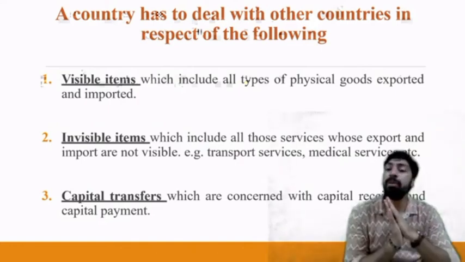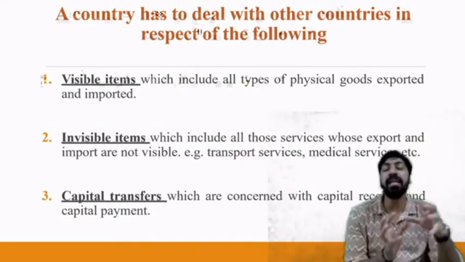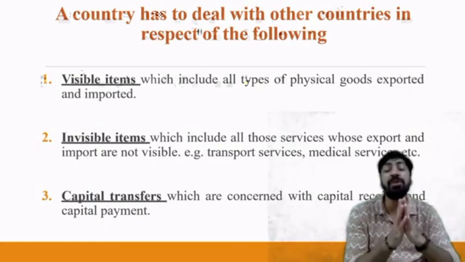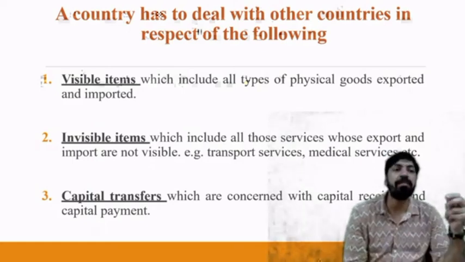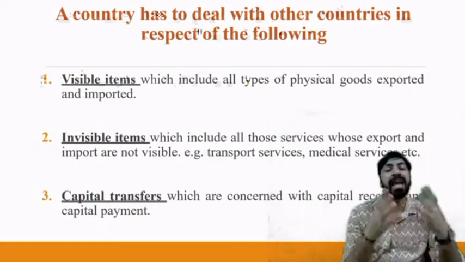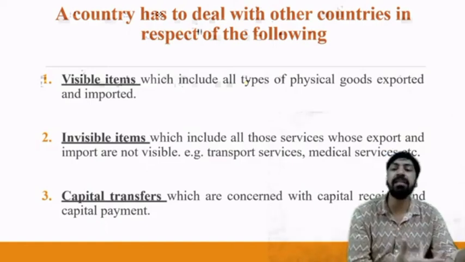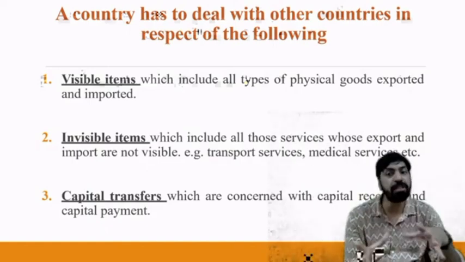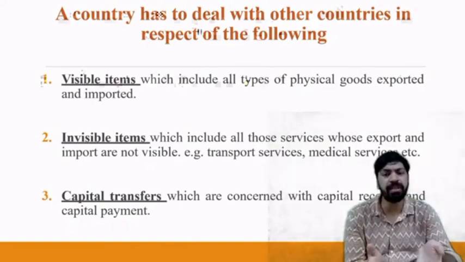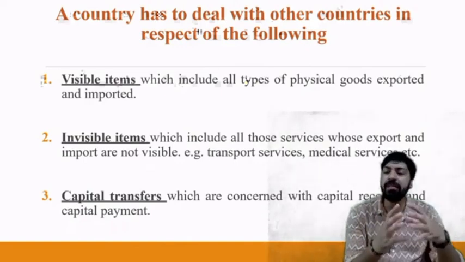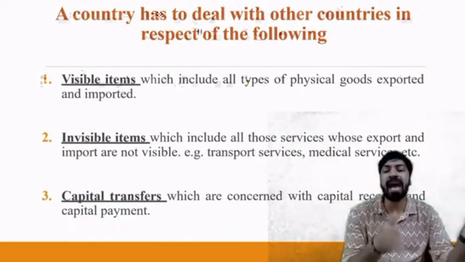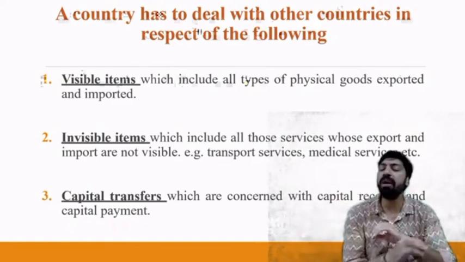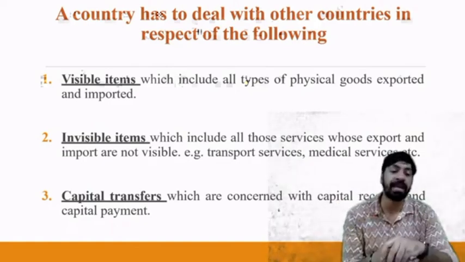The second category includes all those services where the export and import are literally not visible. For example, services like banking services, medical services, transportation services, communication services, and insurance services. They are all termed invisible items.